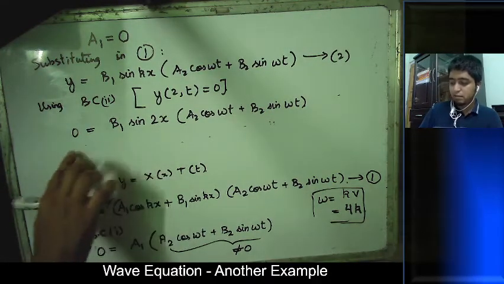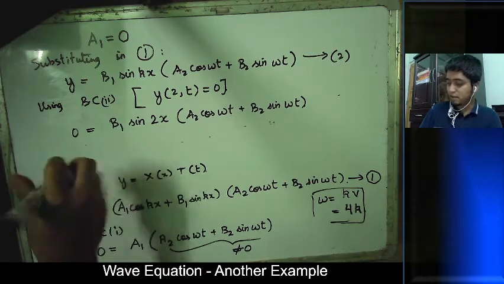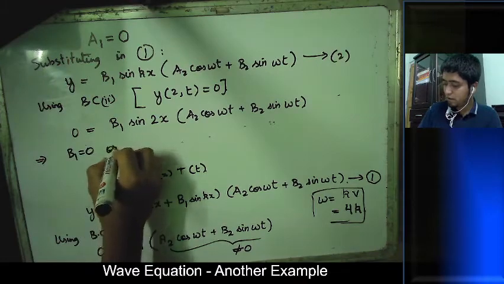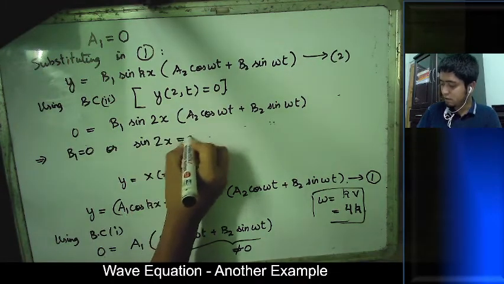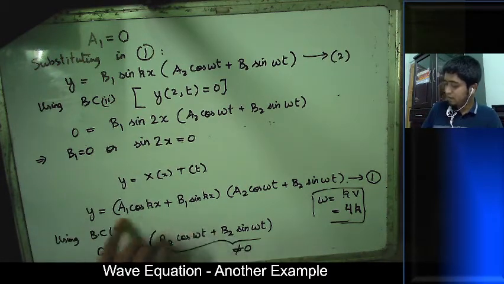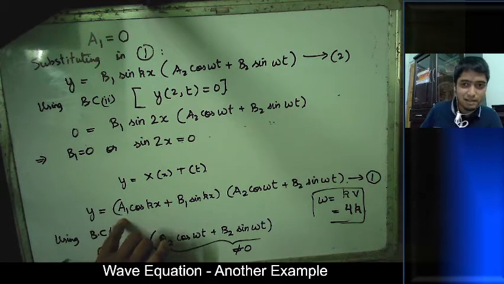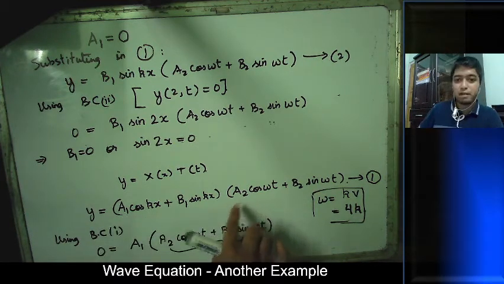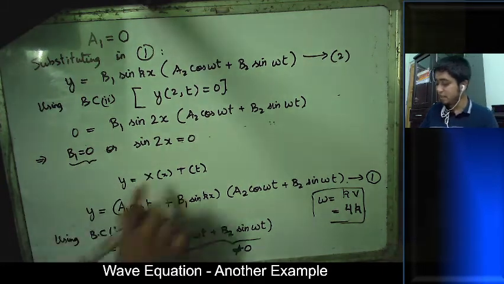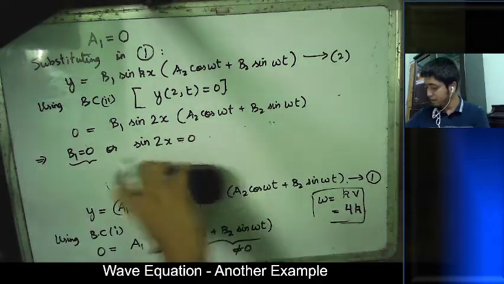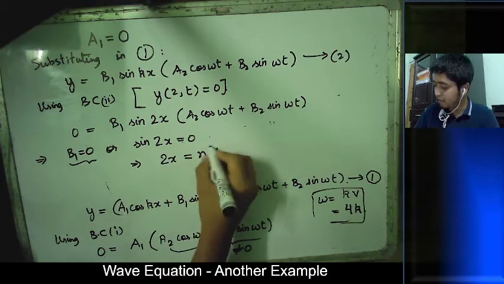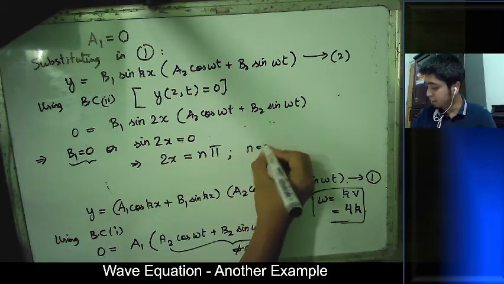Here we will either have b1 equal to 0 or sin 2k equal to 0. But if we put b1 equal to 0, then this whole solution that we originally have will become 0, which doesn't explain the whole phenomenon. So this one can be rejected and we take sin 2k equal to 0, which gives us 2k equal to nπ, where n equals 1, 2, 3, and so on.